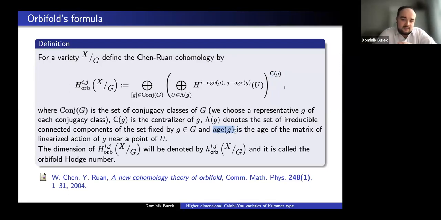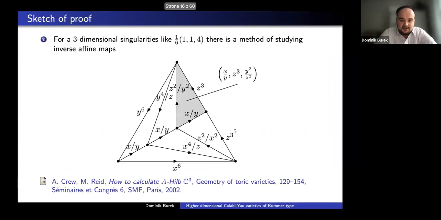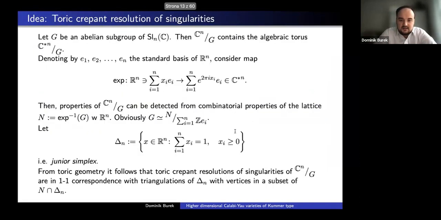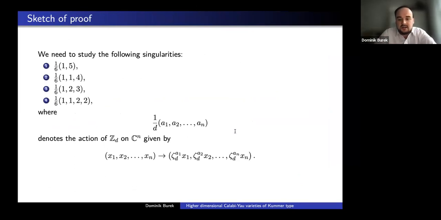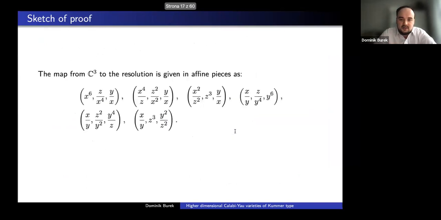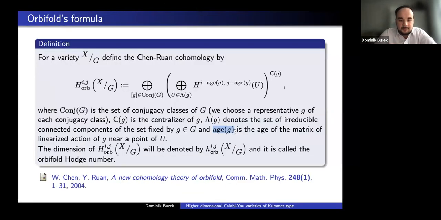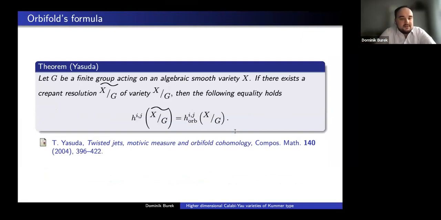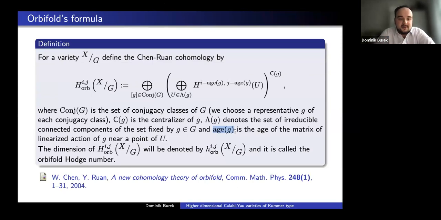If we work with SL_n, well, basically H is some kind of filtration on elements of G. When we put the matrix in diagonal form, then the action is basically like here, and this sum (a_1 + a_2 + ... + a_n)/d will be denoted by h of this element. The crucial result is the theorem of Yasuda, which says that if I have a crepant resolution of the variety X over G, and G is a finite group and X is of course a smooth algebraic variety, then the Hodge numbers of this crepant resolution can be computed using the dimensions of these vector spaces.